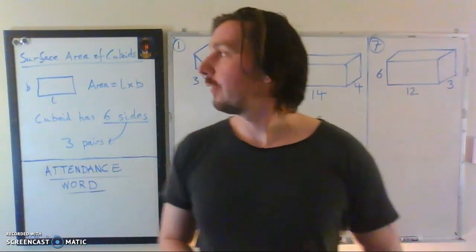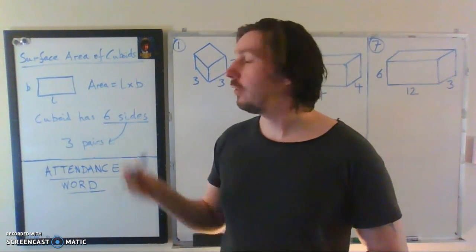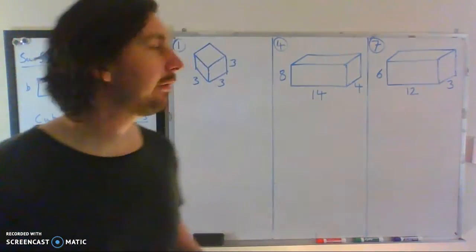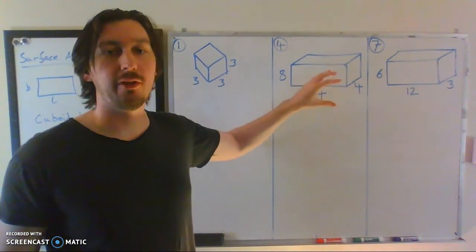Hey Geometry, we're doing surface area for this week and maybe the next couple of weeks. We're going to start with cuboids. There's two types here really. There's the cube and then there's the cuboids which has rectangles on it.